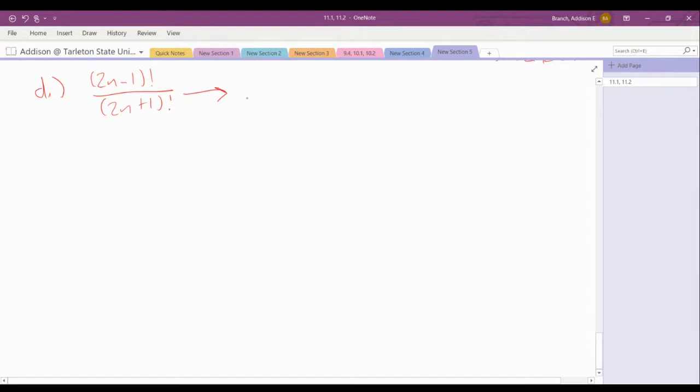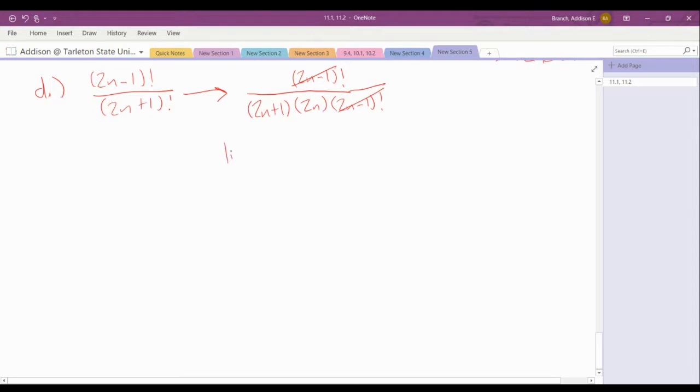We can see that 2 to the n plus 1 is going to be the bigger term. And we also know that with factorials, you subtract 1 off of each piece. So we can rewrite this as 2 to the n plus 1 times 2 to the n, since we subtract 1, times 2 to the n minus 1 factorial. Our numerator can stay the same, 2 to the n minus 1 factorial. Now we can cancel these out to take care of the factorial, because we can't take the limit of a factorial.